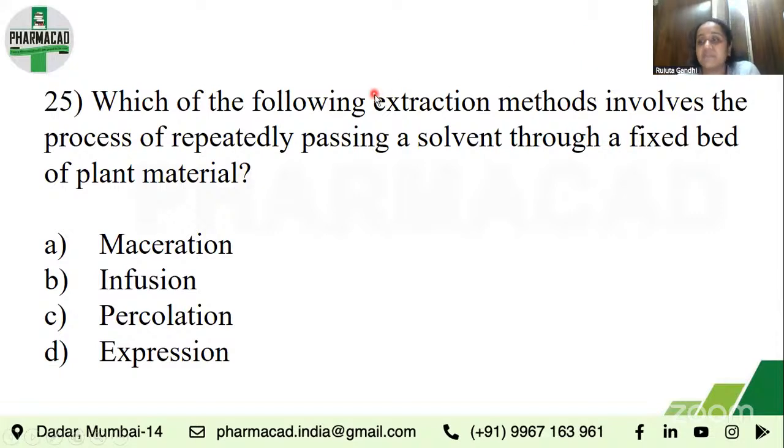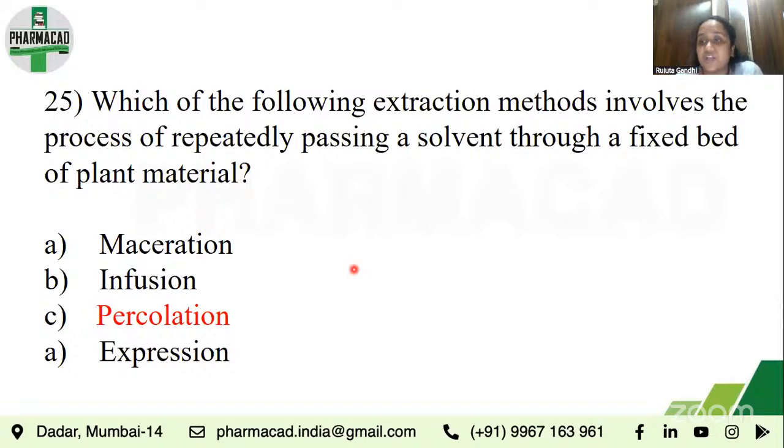Which of the following extraction methods involves the process of repeatedly passing a solvent through a fixed bed of plant material? So these are some slides on extraction. Okay, I am getting the answers already. Fixed bed of plant material, repeatedly passing the solvent. So the answer to this is very correctly given.